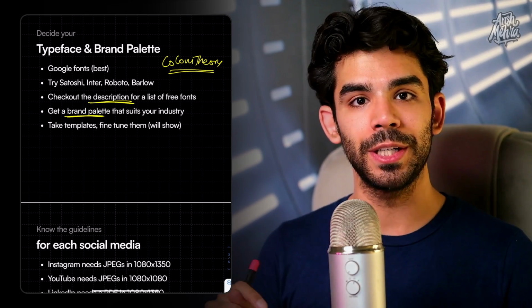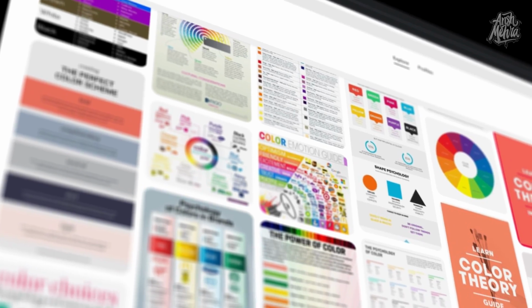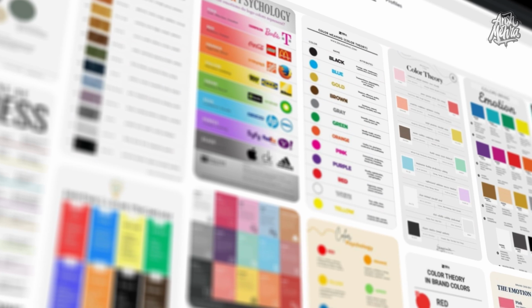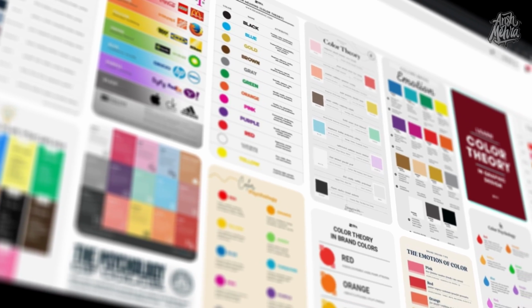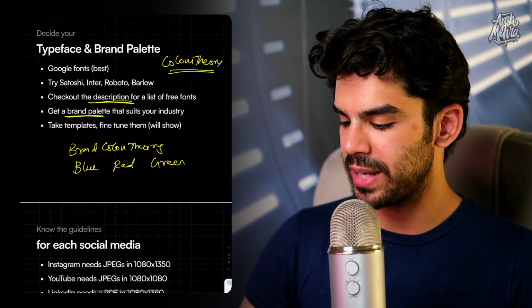In fact, go to Pinterest and just type brand color theory. So you'll realize how blue has a certain vibe to it, how red has a certain connotation to it, how green is used only by specific brands.